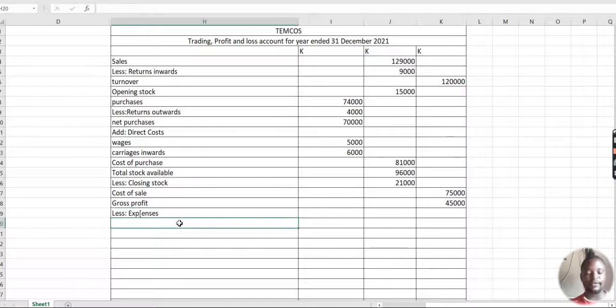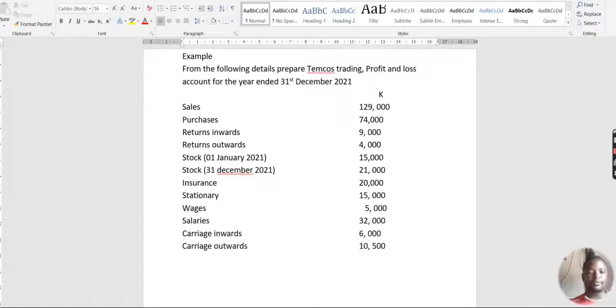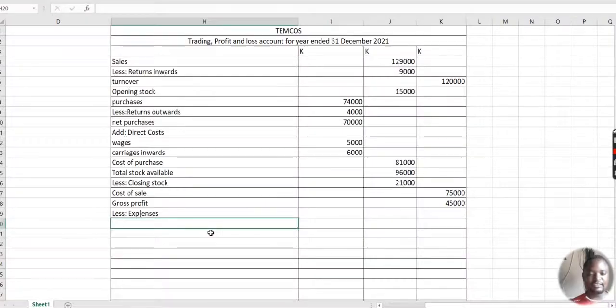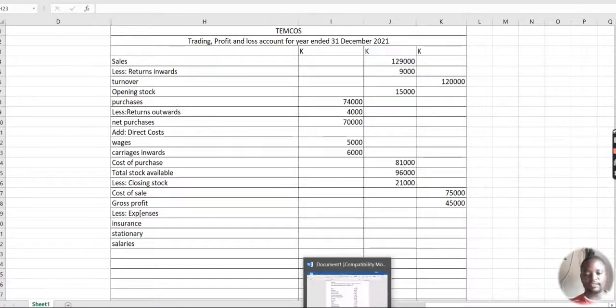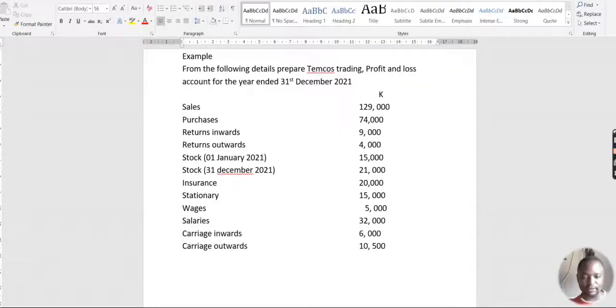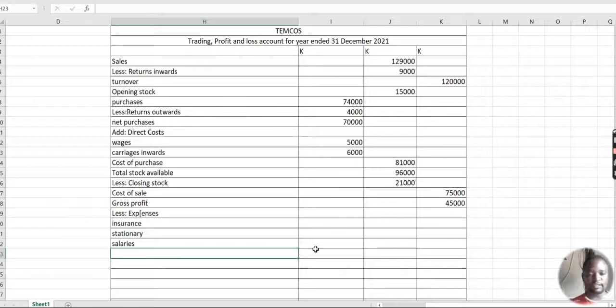So under expenses, what do we have? Let's go and check. Number one, we have insurance is our expense. Stationery, salaries, insurance. So I'll write insurance. What else? Stationery. What else? Salaries. What else? Okay, let me go and get a figure there. So what is my insurance? My insurance is showing me that it is 20,000. So I'll go and put my 20,000 in insurance.